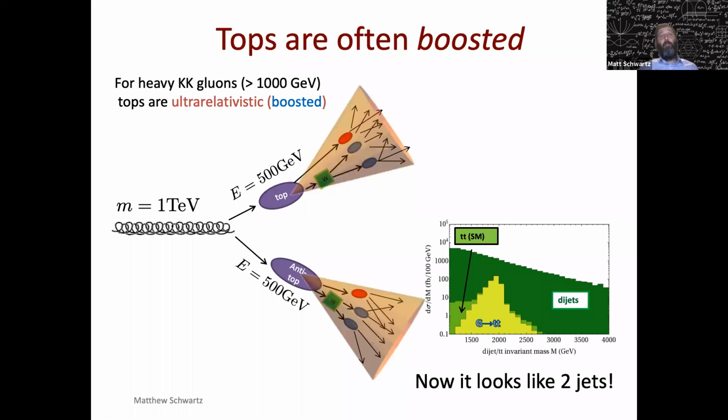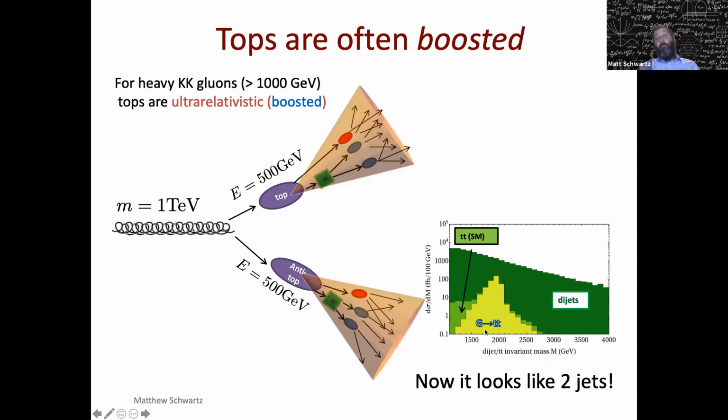And the problem with 2 jets is that there's a much, much bigger background for 2 jets than there are for 6 jets. So 6 jets is pretty rare. You need 6 separate production of jets in the standard model. But 2 jets is extremely common. It's the most common thing at the LHC. The cross-section is like a nanobarn or something ridiculous. And so there's an enormous number of them.